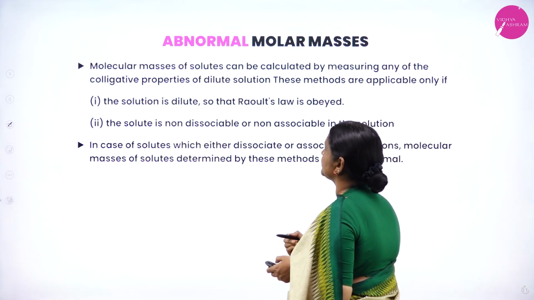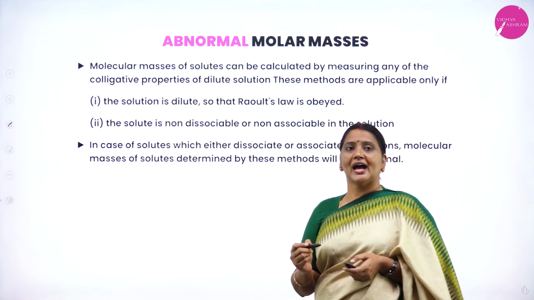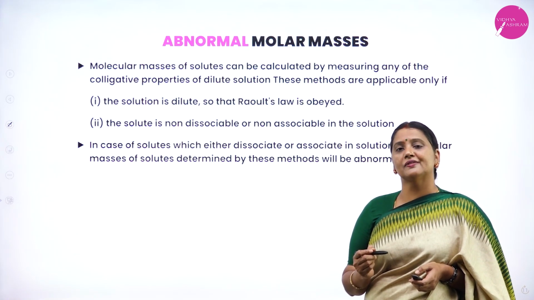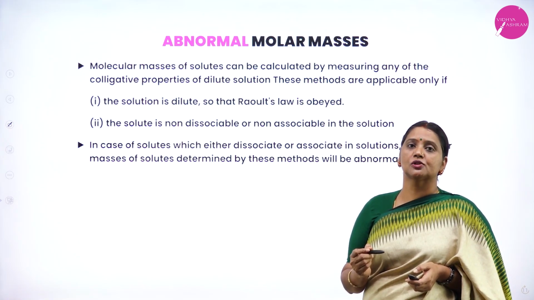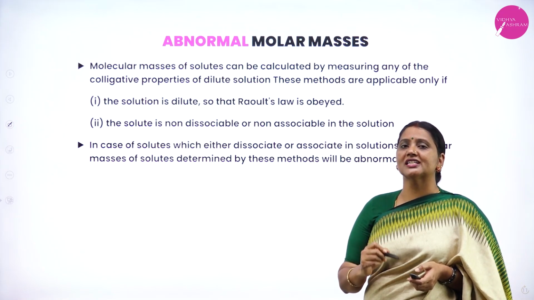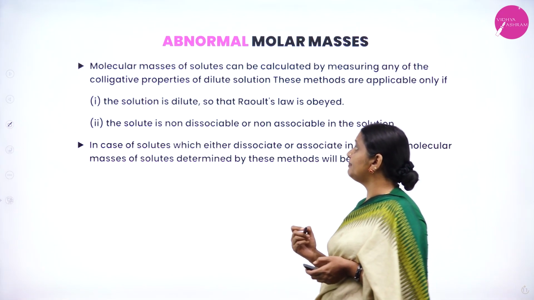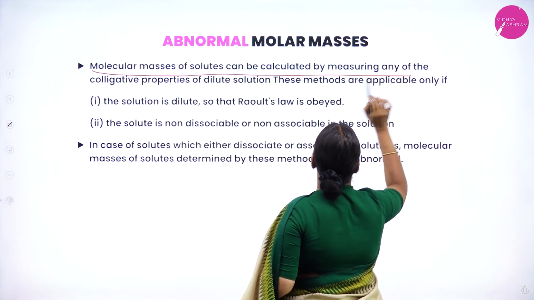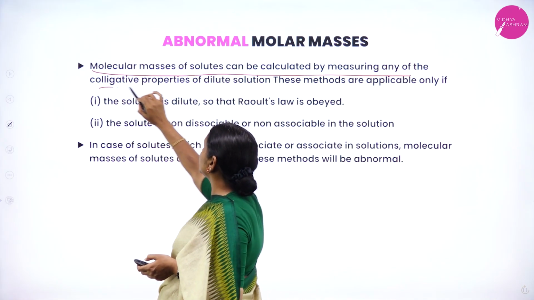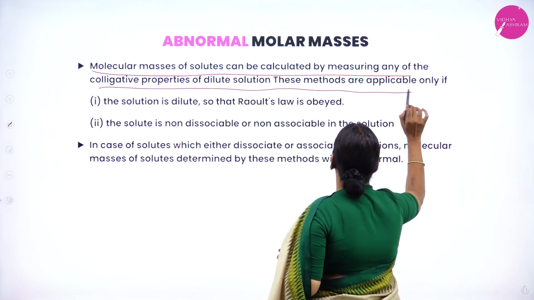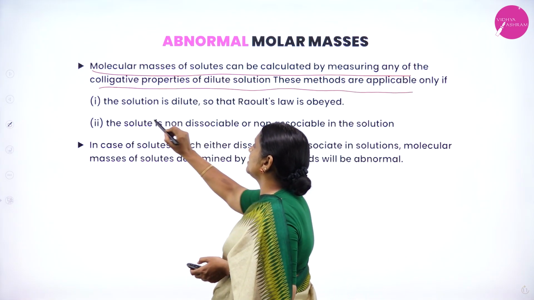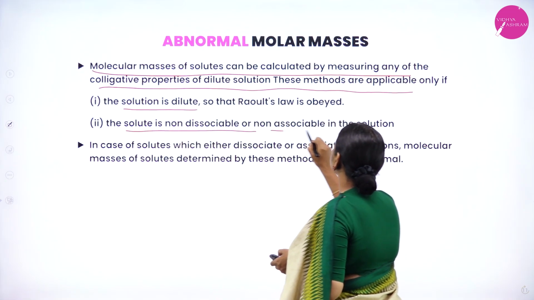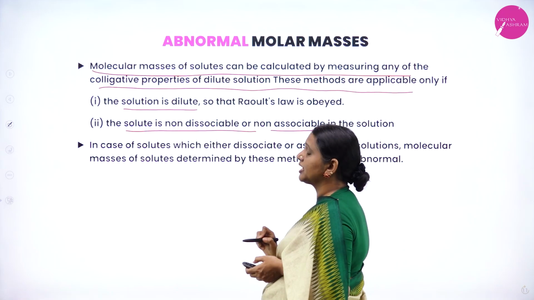Abnormal molar masses. Now I am going to talk about abnormal molar masses. Already we discussed all the colligative properties. Colligative properties are directly proportional to the number of particles. The molecular mass of the solute can be calculated by measuring any one colligative property of a dilute solution, under two conditions: the solution must be dilute, and the solute is non-dissociable as well as non-associable.